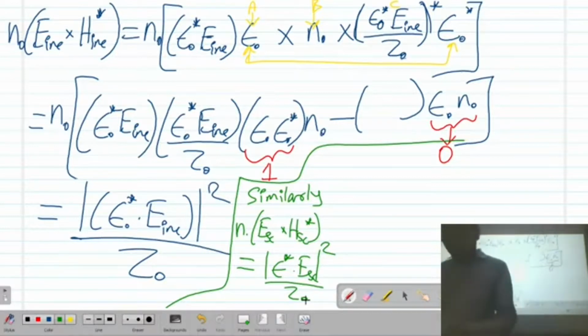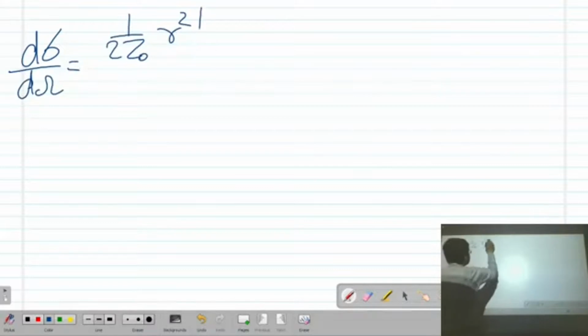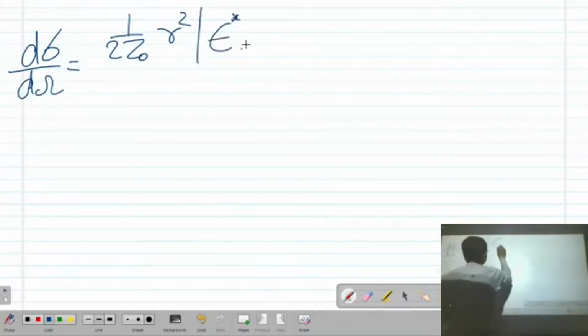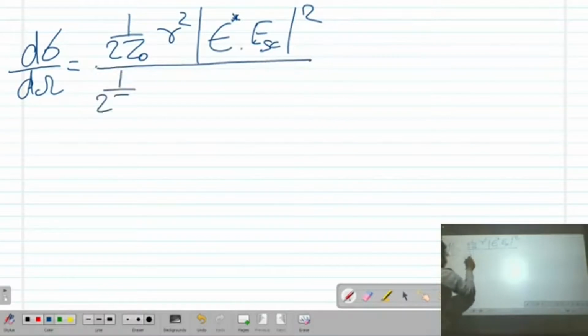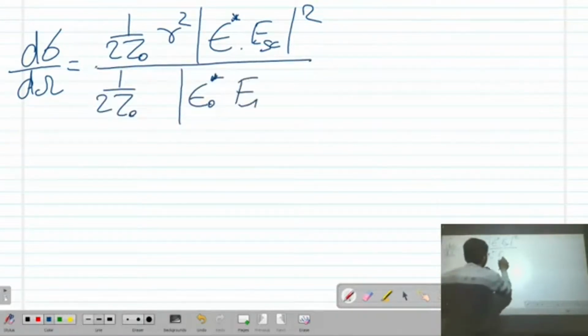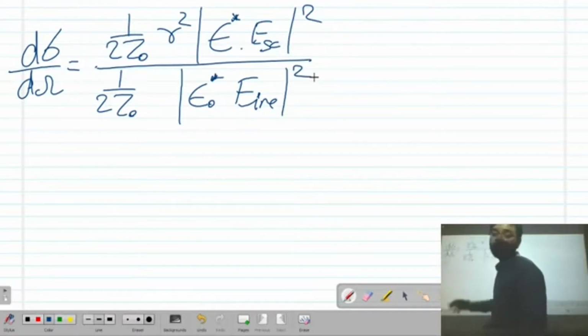Now substituting both these values in the power equation, we will have power radiated per unit solid angle is given by 1 by 2 of z0 r square psi conjugate dot ESC whole square divided by 1 by 2 z0 epsilon conjugate 0 epsilon incident whole square. Substituting the values in the equation of power with respect to solid angle.